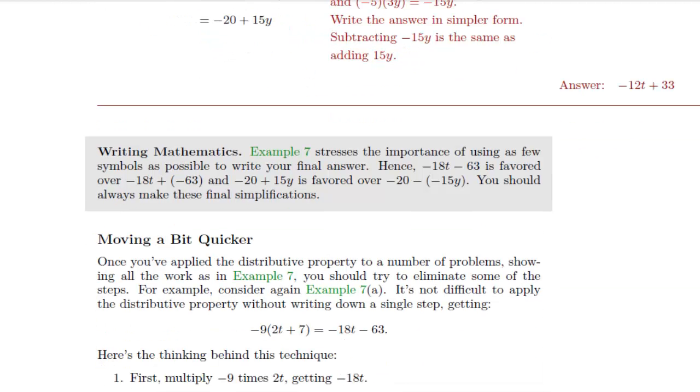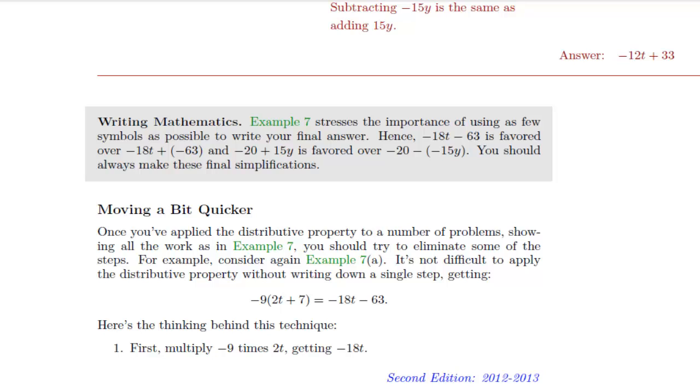Writing mathematics. Example 7 stresses the importance of using as few symbols as possible to write your final answer. Hence, negative 18t minus 63 is favored over negative 18t plus a negative 63, and negative 20 plus 15y is favored over negative 20 minus a negative 15y. You should always make these final simplifications.